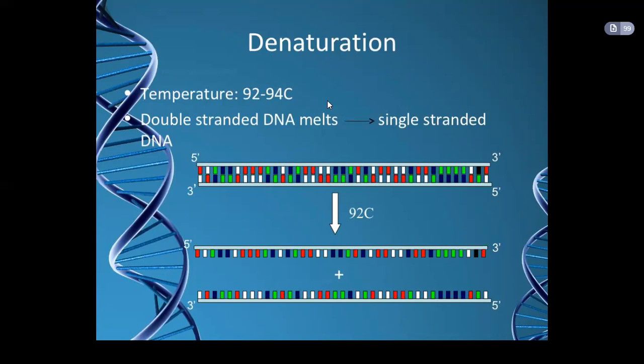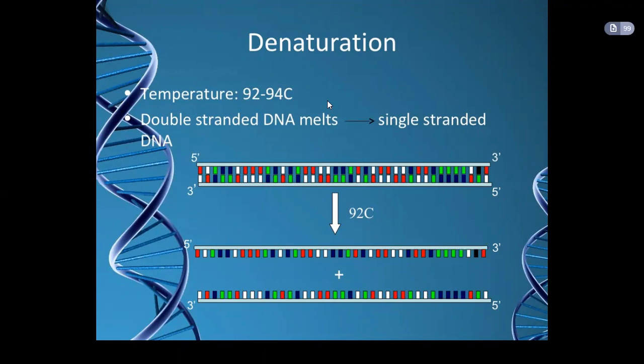Let's see the denaturation. In denaturation, the temperature is applied for separating the two strands. As you can see in the diagram, the double-stranded DNA starts melting or separating from each other at a temperature of 92 to 94 degrees centigrade, and the hydrogen bonds will separate.